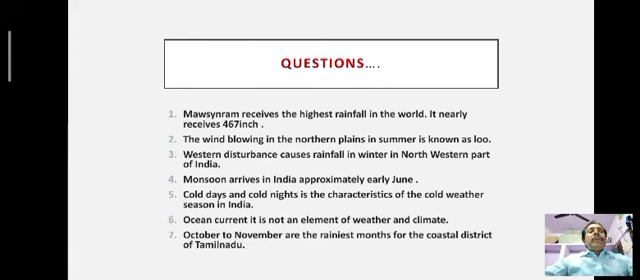Next is the western disturbance causes rainfall in winter in the northwestern part of India. So we have already discussed the western disturbance. Now, monsoon arrives in India approximately in early June. We have the idea. Cold days and cold nights is the characteristic of the cold weather season in India.